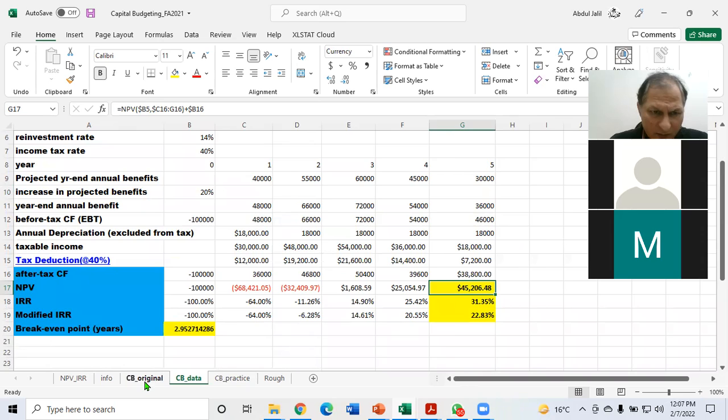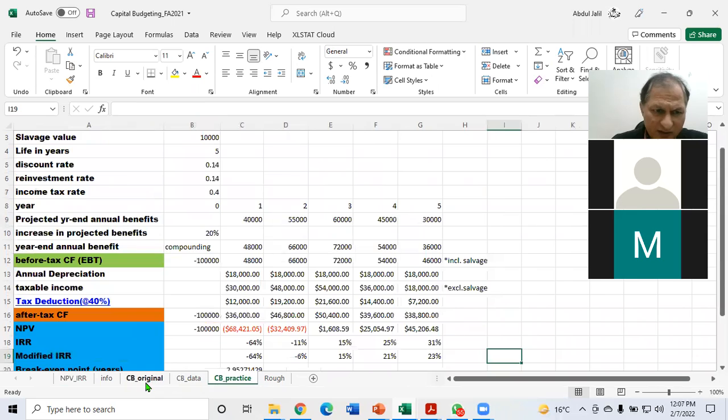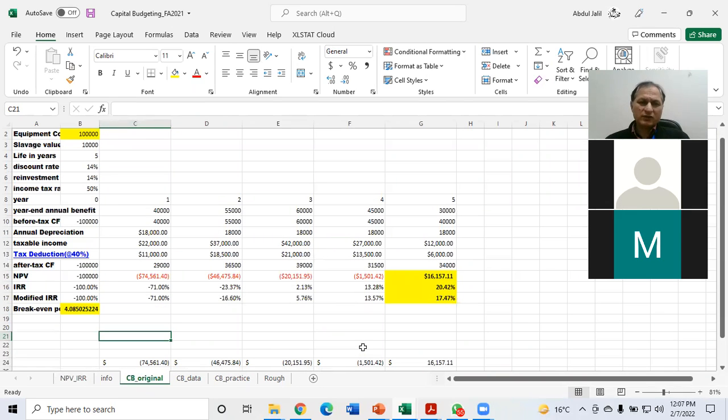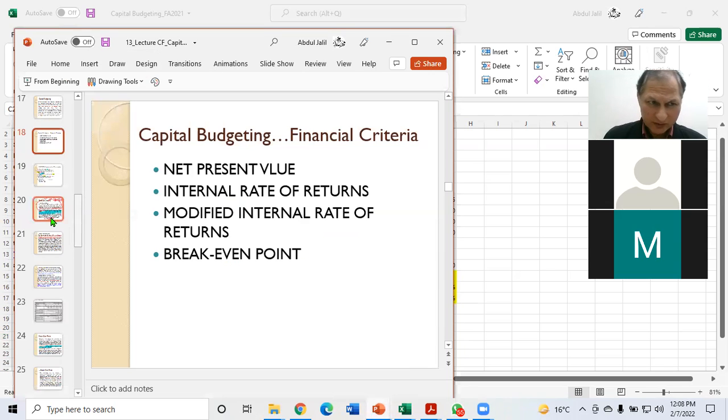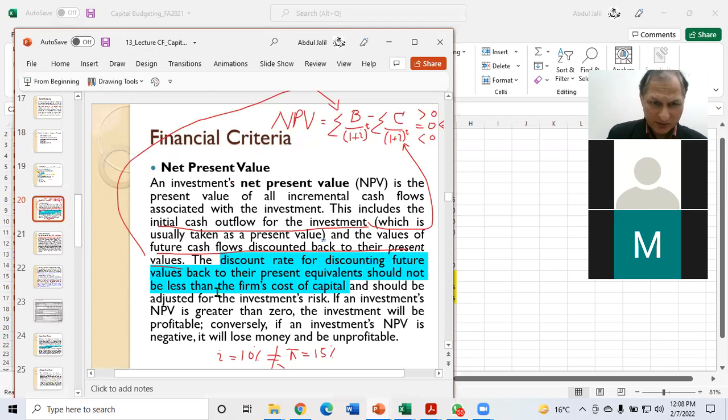First of all, this is the original data set. All these three sheets and this practice sheet have the same data set. But I'm going to show you how it is generated so that you have a better understanding of how you can apply it. I will show you the slides quickly, the purpose of doing this. First, you find out the NPV, which helps you find out whether the project or investment is beneficial or not, or up to what time period it is beneficial.